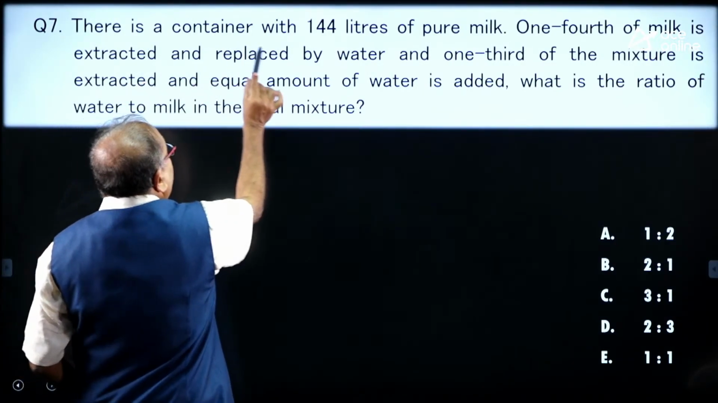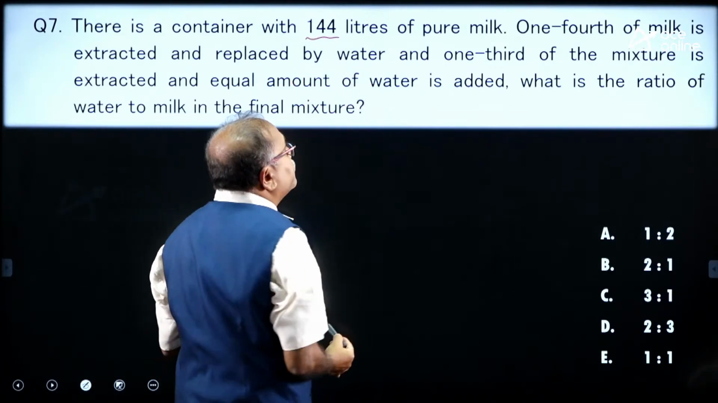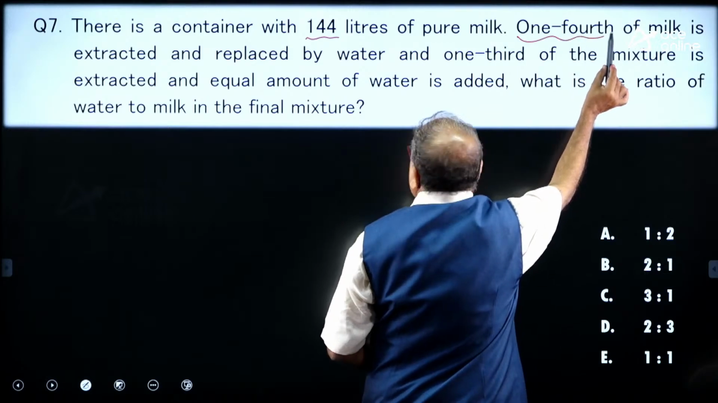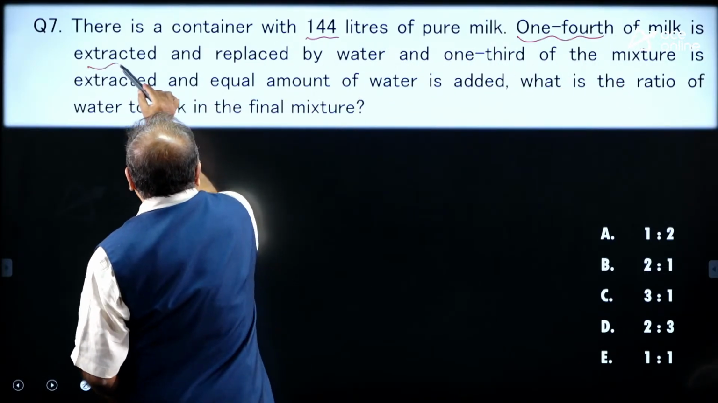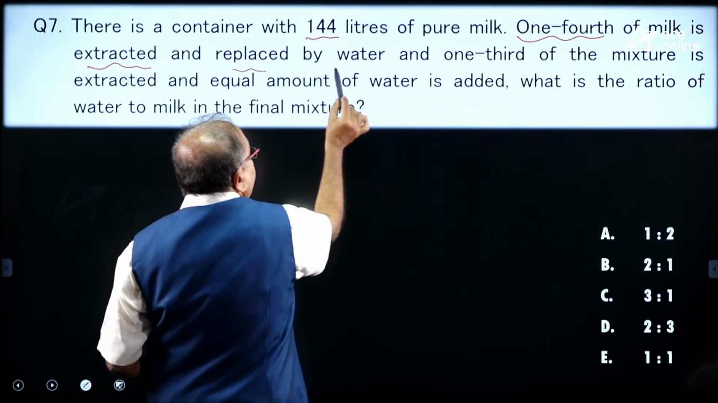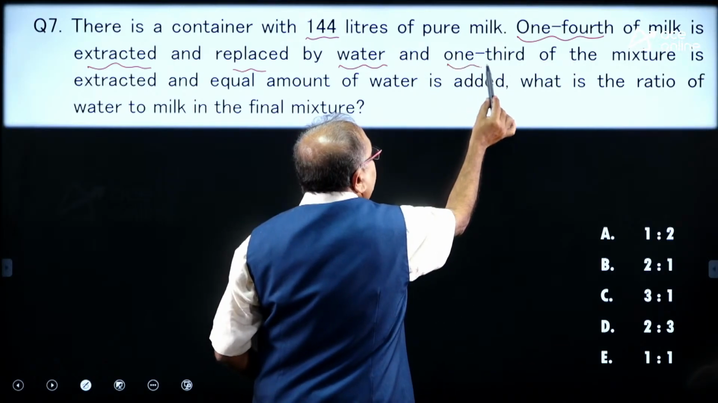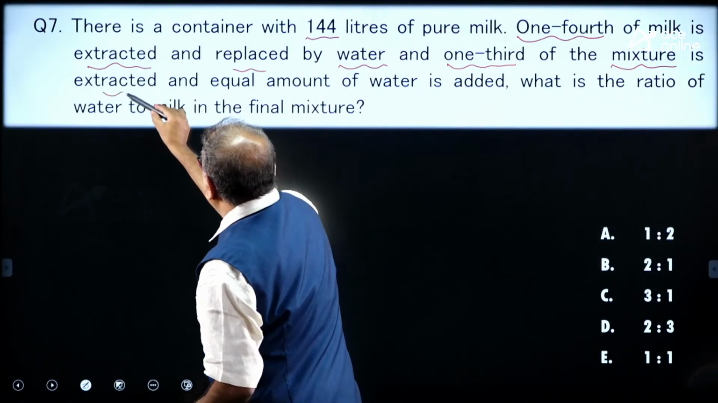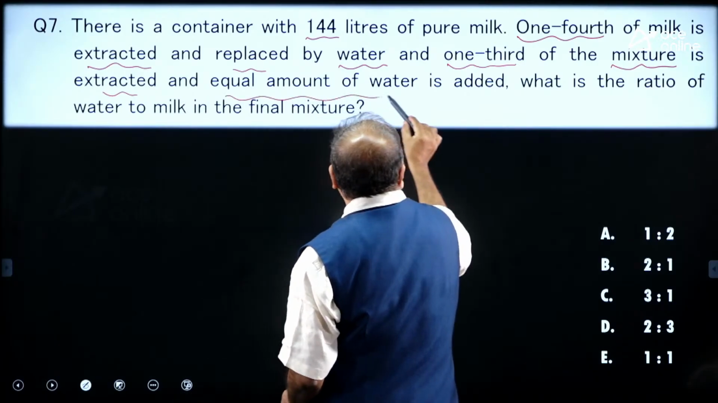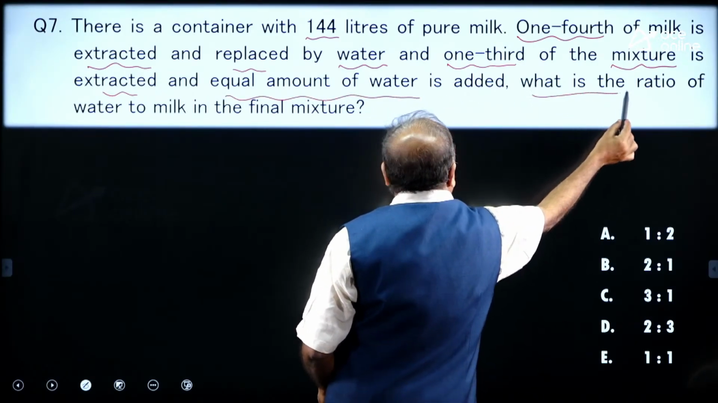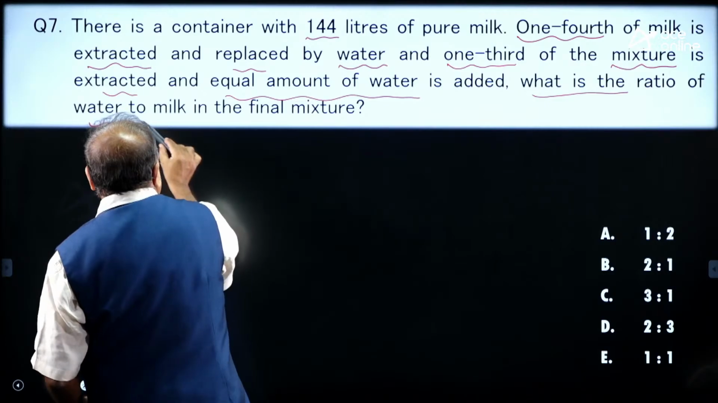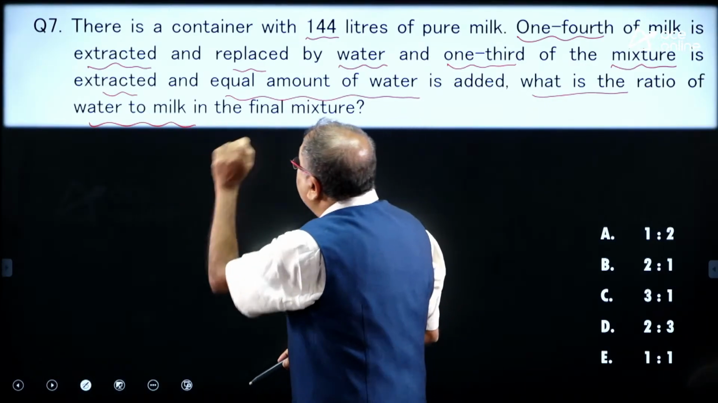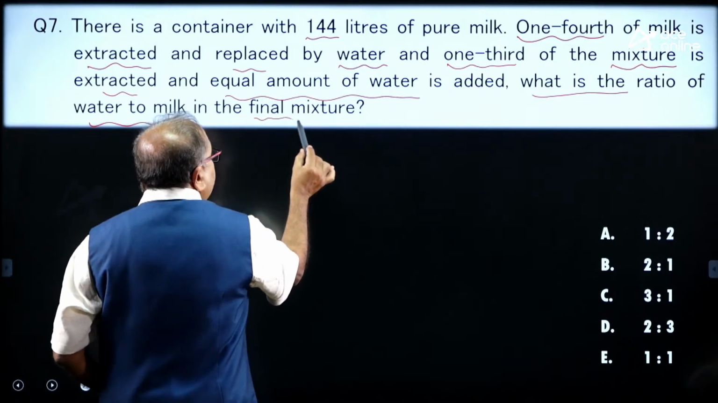Here, there is a container of 145 liters of pure milk. Now, 1/4 of the milk is extracted, taken out and replaced by water, and 1/3 of the mixture is extracted, taken out, and the equal amount of water is added. What will be the ratio of the water to milk? Notice that first water to milk in the final mixture.